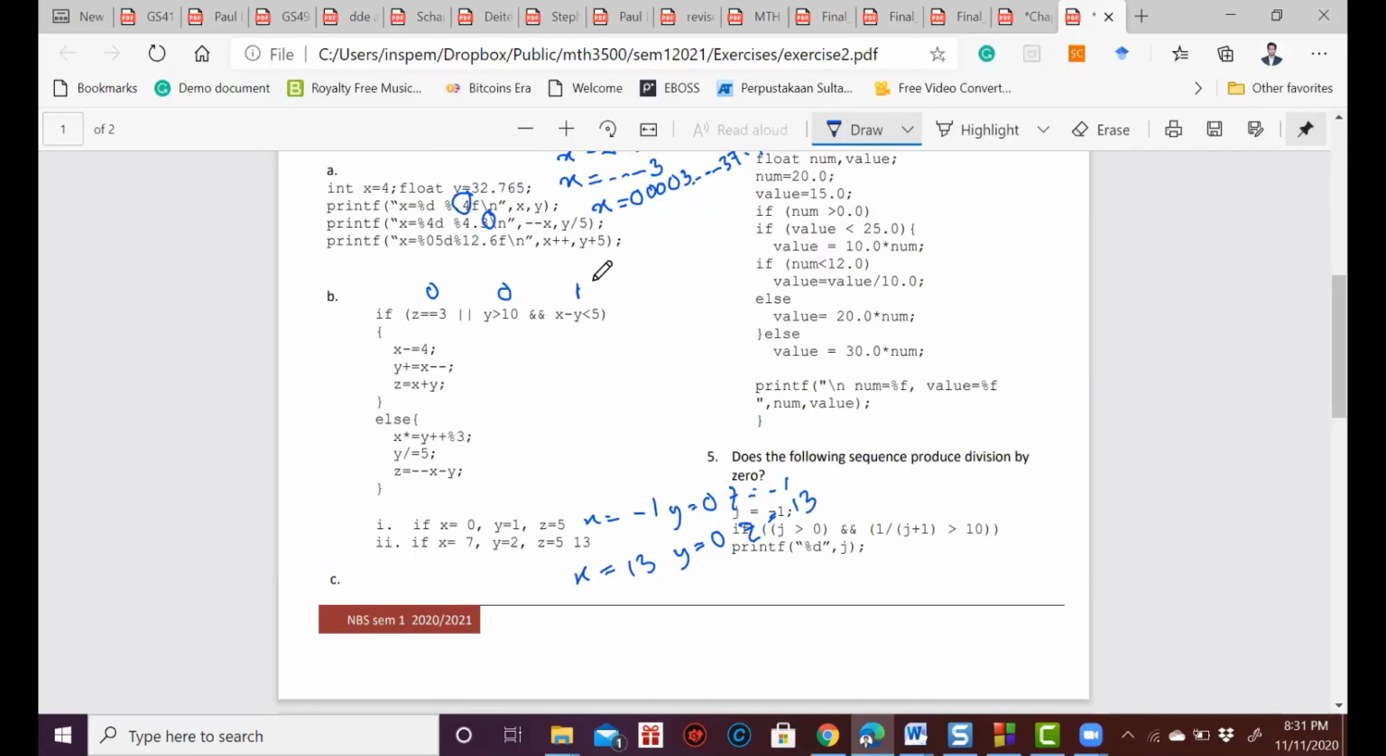Okay. Now, which one? AND and OR? AND: 0 and 1, the result is 0. Then 0 or 0, 0. So if 0 is false, all this in bracket is 0. If 0, then what we need to do is this one, or else.